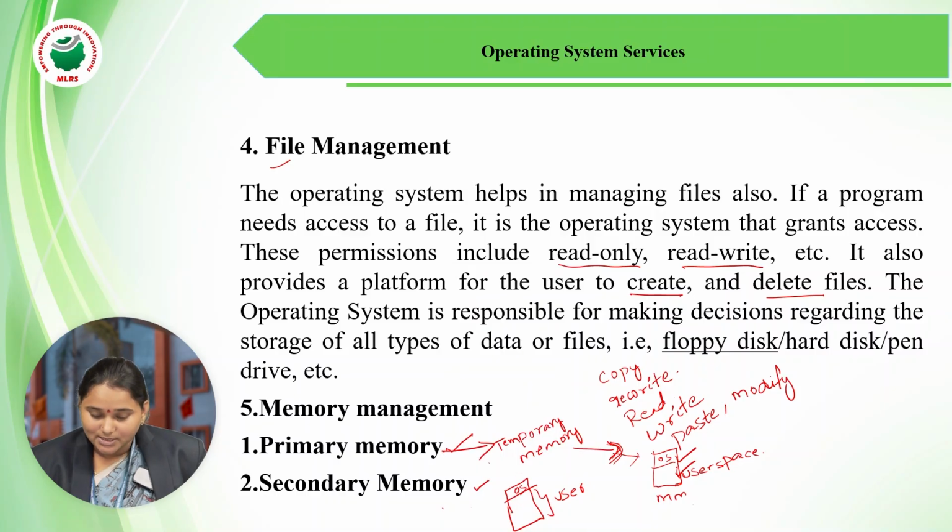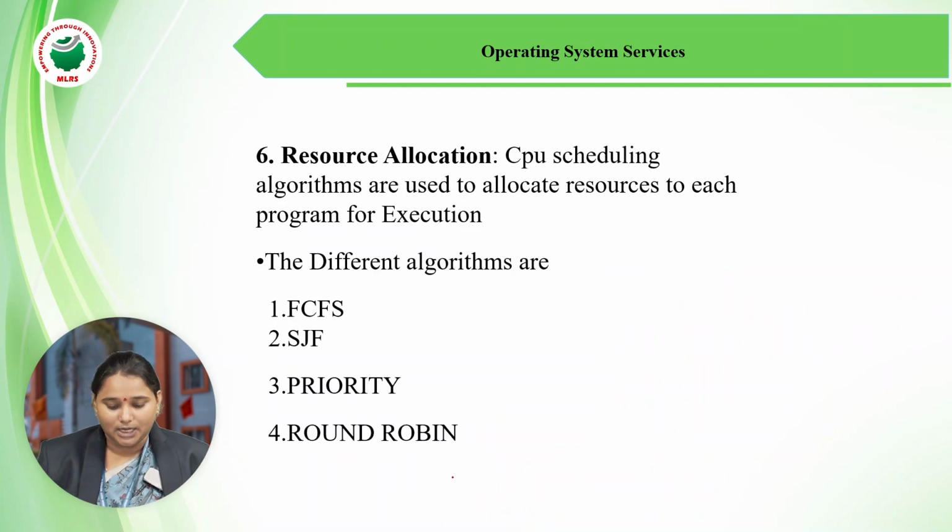Here, the OS selects the job and sends it to the CPU for execution. Whatever files we need to execute can be saved on secondary memory. Next, the next service is resource allocation. Here, the CPU scheduling algorithms are used to allocate the resources for execution of the programs.